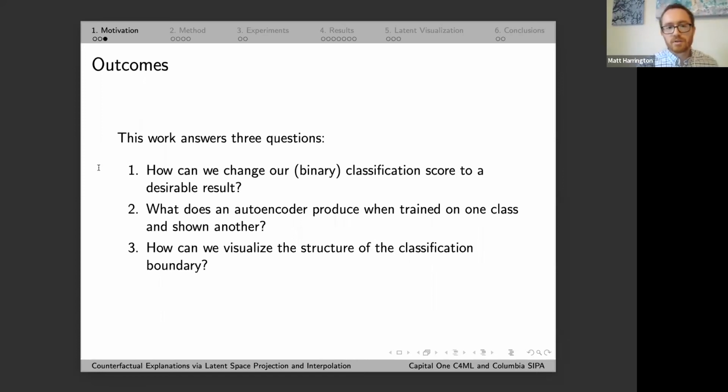And so the three big questions that we're looking at here: this one kind of sums up what Brian just said. How can we change our classification score to a desirable result? And in this case, we're looking specifically at binary classification. We show that the method kind of works to some degree on things with multiple classes, but we specifically focus on binary classes. The second one is this really interesting question of, okay, let's have a machine learning model, in this case, an autoencoder. What does it produce when it sees a class that it's never seen before? It's trained on a certain class of data, and then when it's given another class, what does it come up with? And the third thing is, what does this tell us about the classifier's decision boundary? What does that look like, and how can we interpret that as humans?